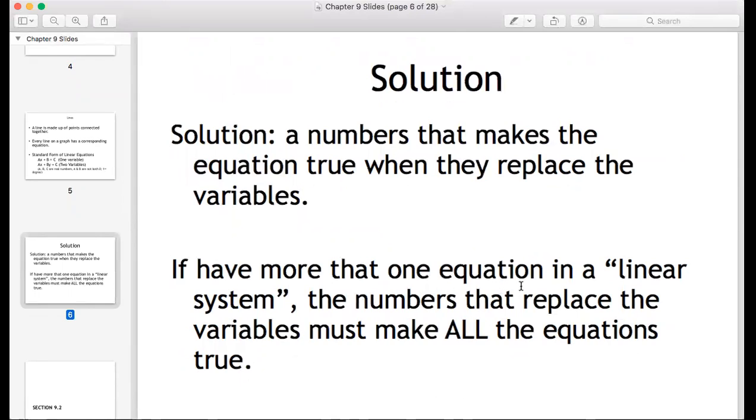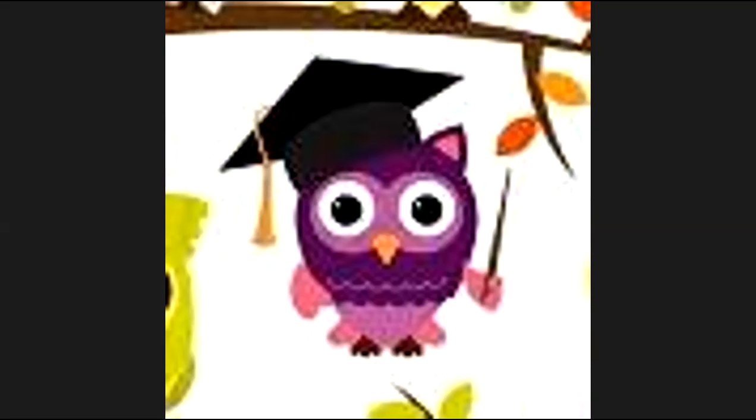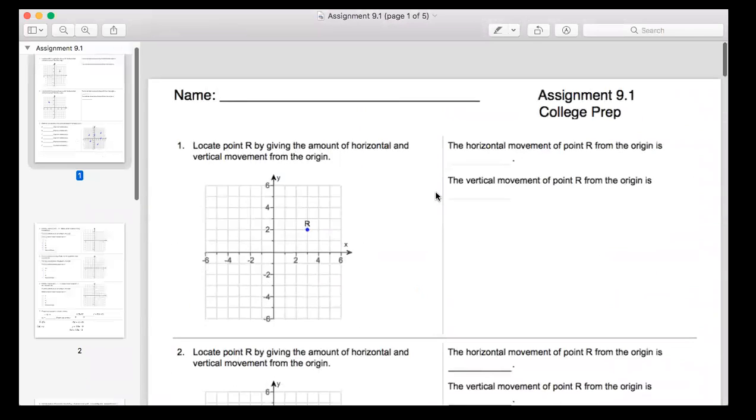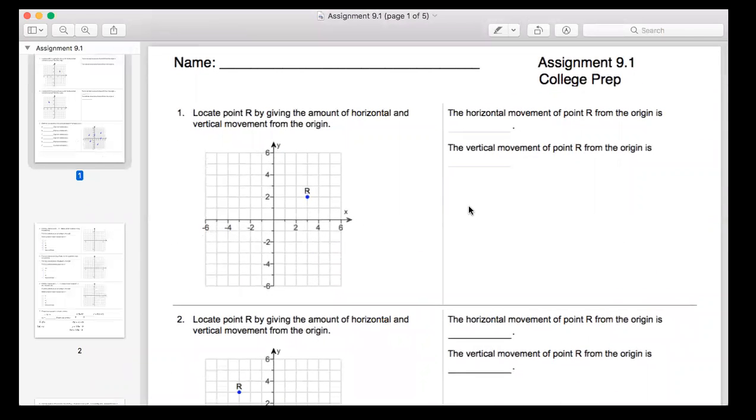If there is more than one equation in a linear system, the numbers that replace the variables must make all the equations true. This is going to come into play a little bit later. You're probably not going to see it much right now, but you definitely will see it when we do systems of equations.